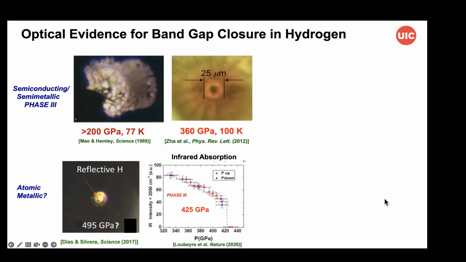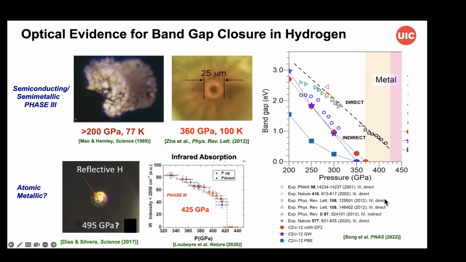Subsequent to this, and in recent years, my colleagues have gone to higher pressure and with optical measurements found evidence for reflecting hydrogen, this possible atomic metallic form at something like 500 GPa, and then extending the synchrotron infrared measurements that we conducted earlier to higher pressure. The group of Paul Loubeyre found evidence for actual closure of the gap at higher pressures than we reached in our earlier studies. And this is also complemented by electroconductivity measurements by Mikhail Eremets' group.